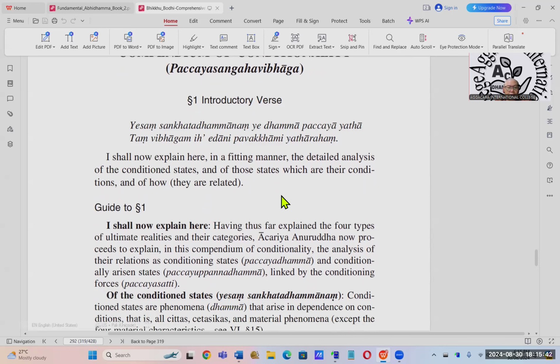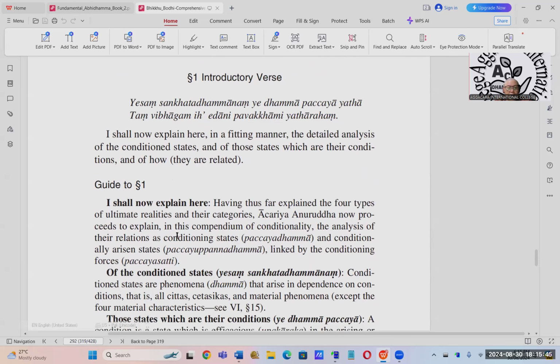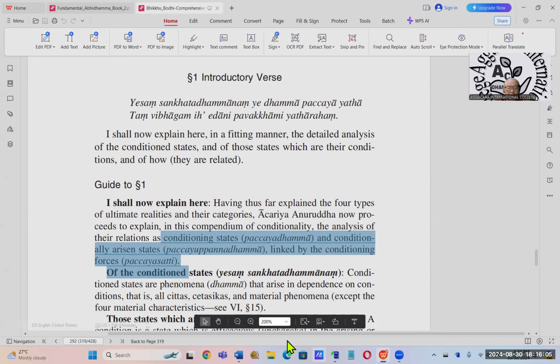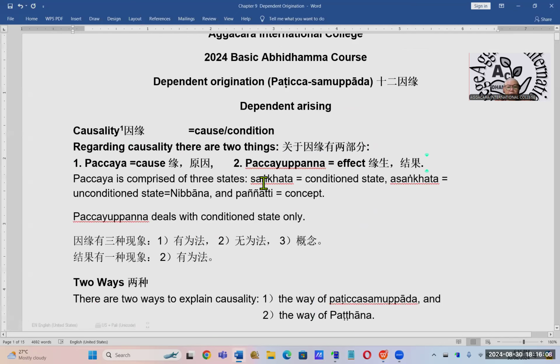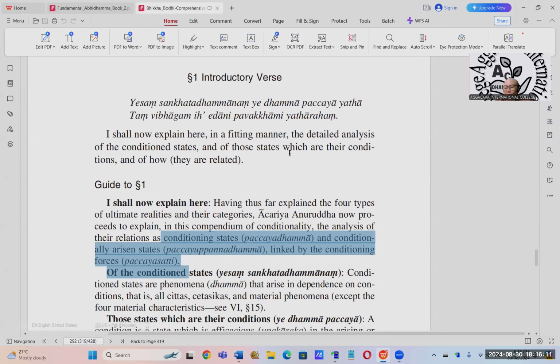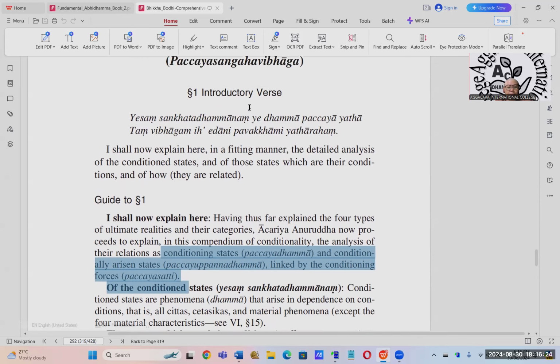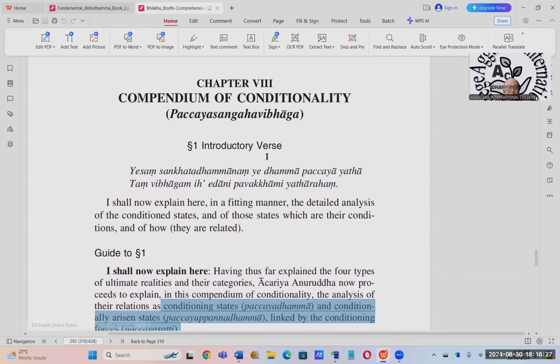Now, this Bhikkhu Bodhi book explains the words: conditioning states, Pachaya; conditionally arising states, Pachaya plus Uppana, Pachayuppana Dhamma; linking by conditioning force. Actually there are three of them, which I also put in my notes already, so you'll see later. Anyway, I just show you this one as extra reading for those of you who have time and want to read more about Abhidhamma. If you want to learn more by yourself, please download, buy or print out this book, Bhikkhu Bodhi's book, chapter 7.